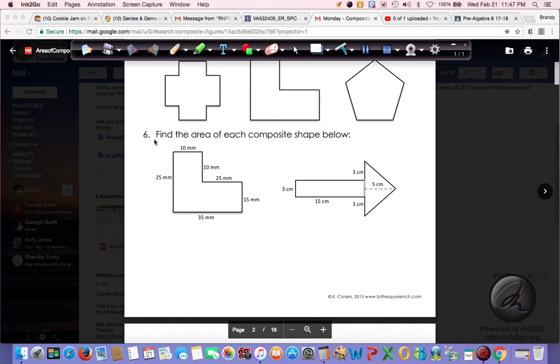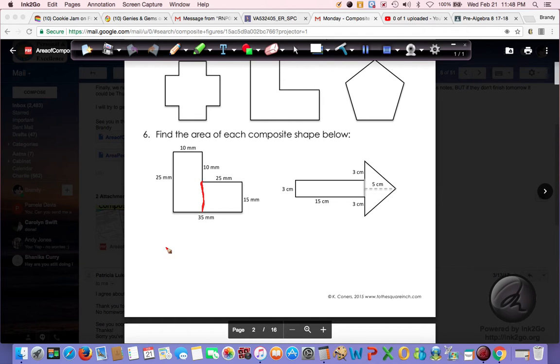Okay, so now we're going to find the area of each composite shape below. So here, any L shape is going to be 2 rectangles, whether we break it here or if we break it here, doesn't matter. So let's go ahead and I'm going to break it. Let's do something different than we did up top. I'm going to break it this way just to show you it honestly doesn't matter. So this should be a straight line right there.